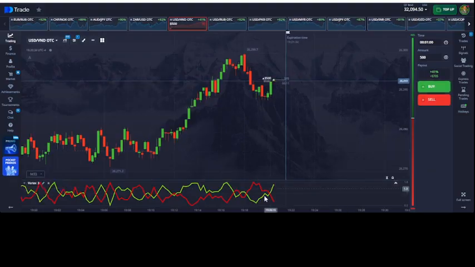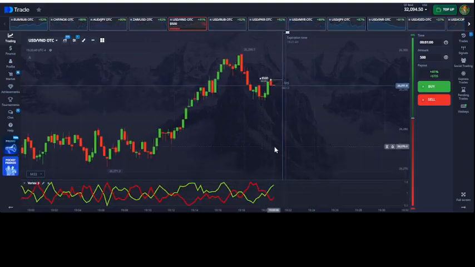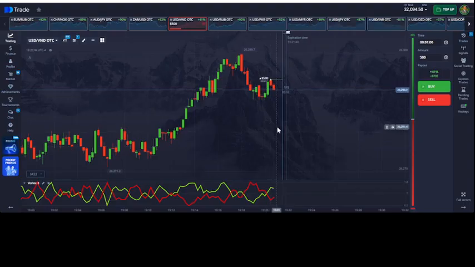If you notice, I waited for that complete cross here of the plus VI line and the minus VI line. The plus VI line crossed above the red vortex line here in an upward direction. So this suggests a bullish push to the upside here. So let's monitor this trade and wait for the expiration.